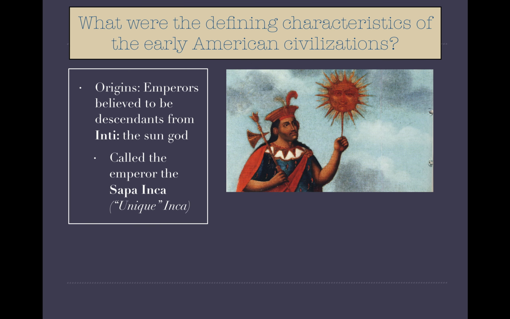The origins of the Inca Empire, origins on the left-hand side: the emperor was believed to be a descendant of Inti, the sun god. So this emperor was known as the Sapa Inca, which means the unique Inca. And the Inca, too, were this extremely strong, complex, accomplished empire, just like the Aztecs and just like the Maya.